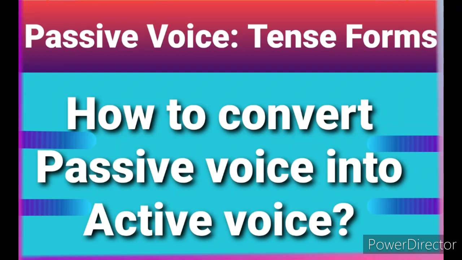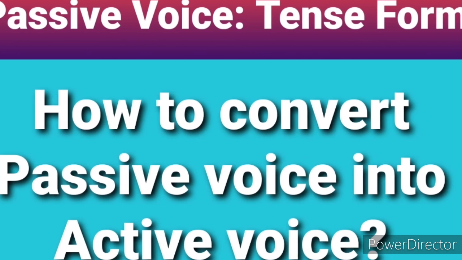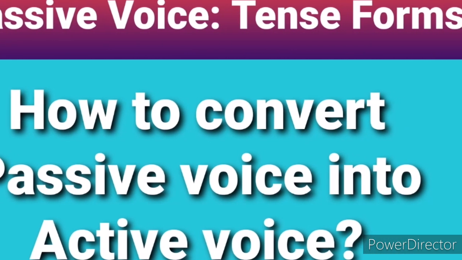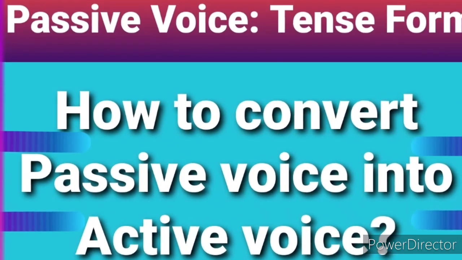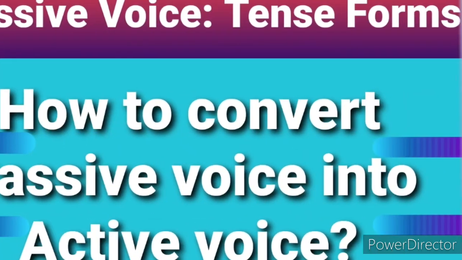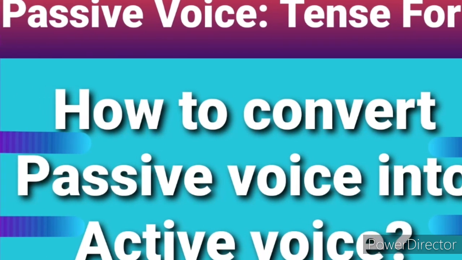In this video, we will learn how to convert a passive voice sentence into active voice. So we know that there are only 8 tenses to be changed into passive voice. So how many steps are there? There are only 3 steps to change a passive voice sentence into active voice. The 3 steps are very easy.